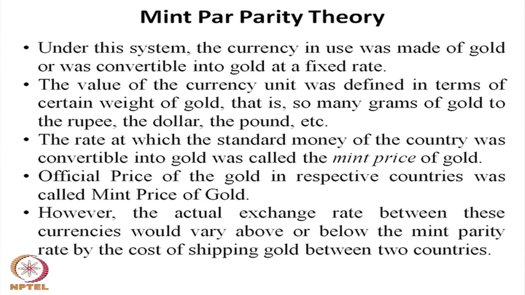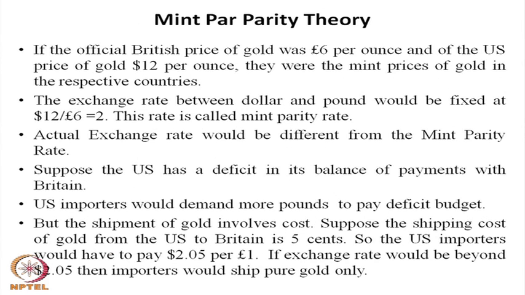So the mint price of gold is the minimum price, and shipping gold from one country to another depends on transportation cost. If the mint price of gold is less than the shipping cost, then gold will not be transported, however, the currency will be transported. So here we have two different concepts: the mint price of gold and the gold transportation point. We have to understand this principle with one example.